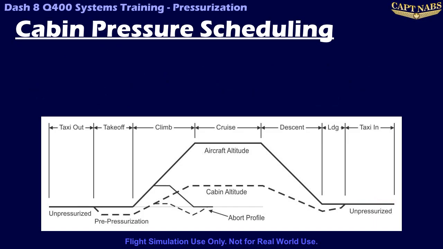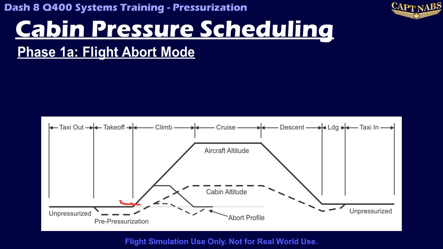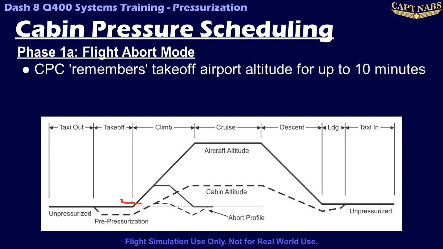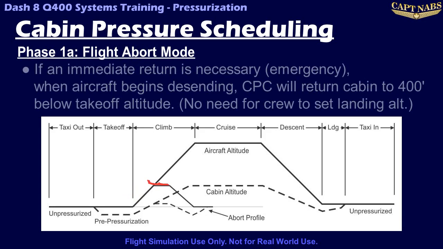There is an additional flight mode programmed into the CPC, flight abort mode. This mode is an extension of takeoff mode. For up to 10 minutes after takeoff, the CPC will remember the takeoff field elevation. Should an immediate return to landing be required, for any kind of emergency during takeoff, for example, the flight crew does not need to remember to set the landing field elevation.